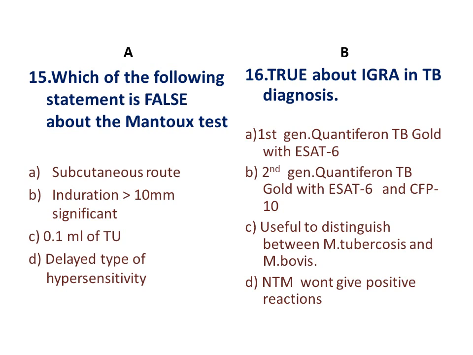And C is useful to distinguish between Mycobacterium tuberculosis and bovis. That is not at all possible. Mycobacterium tuberculosis and bovis both will produce the same type of immunological reactions in the individual. And D is NTM, non-tuberculous mycobacteria. Especially M. kansasii and M. scrofulaceum, I believe, these two will give positive reactions with IGRA, which are false positive reactions. So the right answer is B, all others are wrong answers.